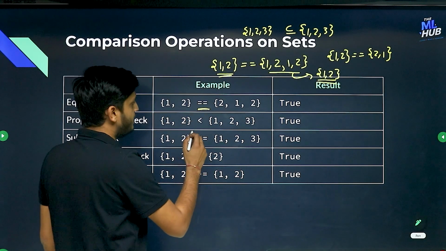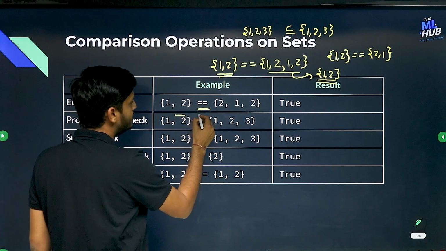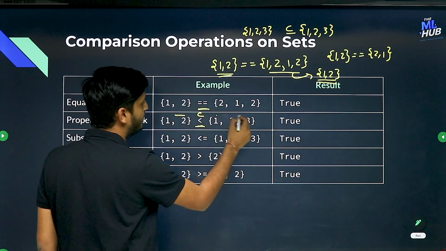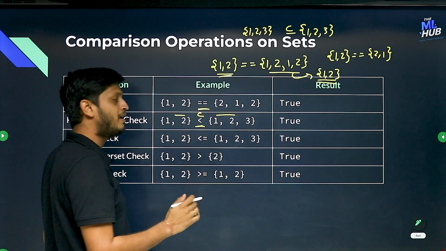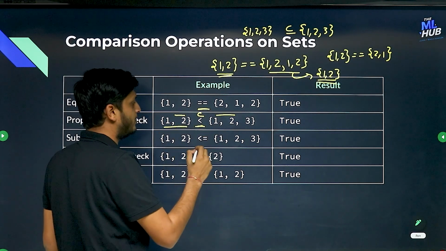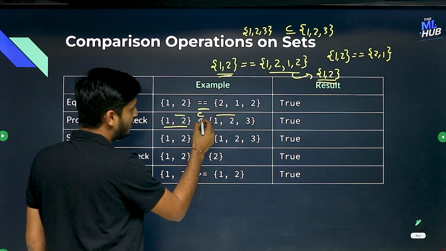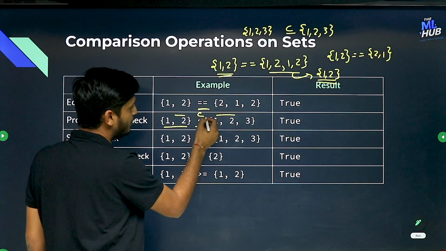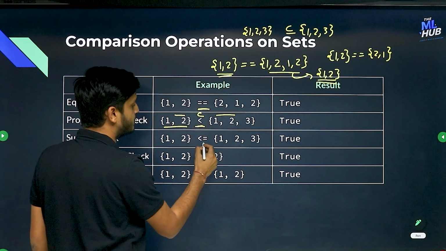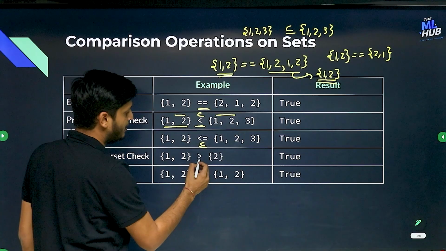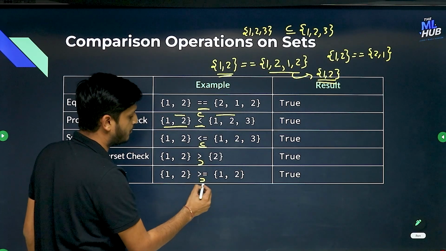So equality is easy. Now for the less than symbol, it will just compare whether the left side is a proper subset of the right side or not. Proper subset means at least one element should be missing, and all elements present here should be here. So {1, 2} is a proper subset of {1, 2, 3}, and you just have to convert the less than symbol into the subset symbol. And here you have subset equal to, which means normal subset. And here you have proper superset, and here you have normal superset.